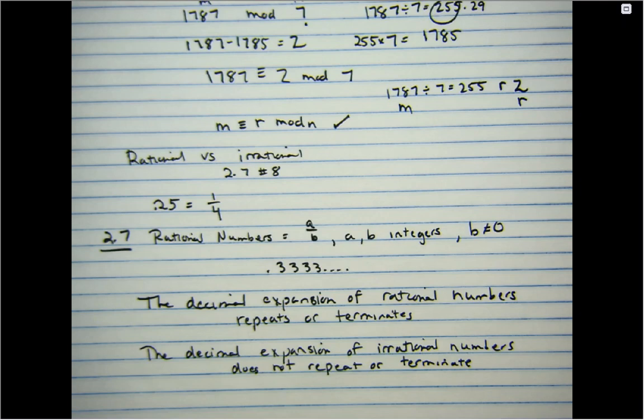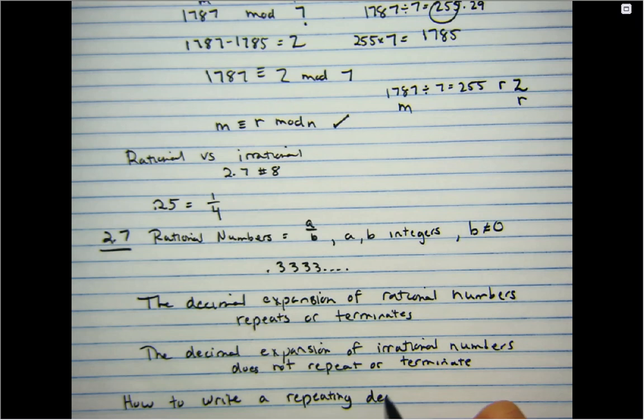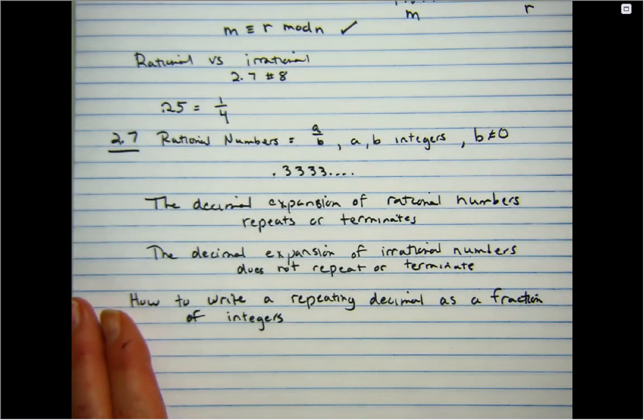Well, what we're going to work on now is turning these repeating decimals back into rational numbers. Well, they are rational, I shouldn't say back into rational numbers. How to turn the repeating decimal into a fraction, a fraction of integers. So that's the next step, and that's the next thing to learn in section 2.7.